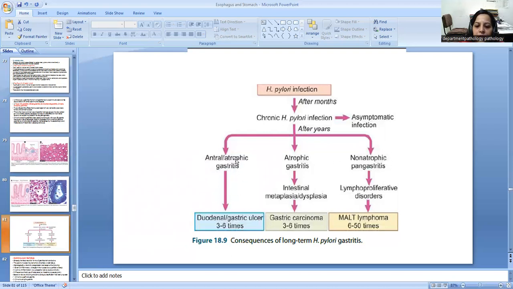When it comes to antral gastritis, there is duodenal and gastric ulcer, like 3 to 6 times more common. In atrophic gastritis, there is intestinal metaplasia or dysplasia, which can lead to gastric carcinoma. In non-atrophic pan-gastritis, it can lead to lymphoproliferative disorders like MALT lymphoma.